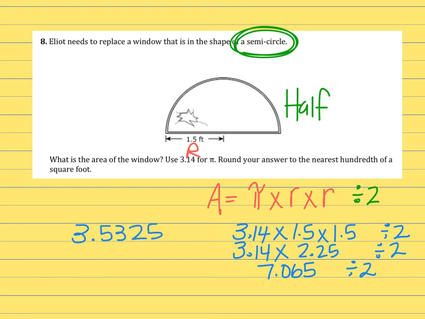3.5325. However, this says you need to go to the hundredths place. Hundredths place is this digit 3. I'm going to look behind to see if I should round up or stay the same. And since this number 2 is not big enough, this is going to stay the same. So my final answer is going to be 3.53 square feet of glass.